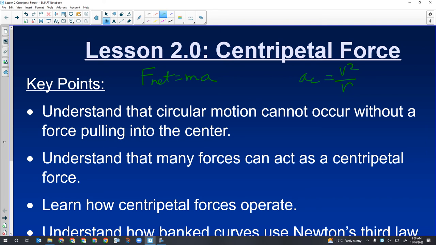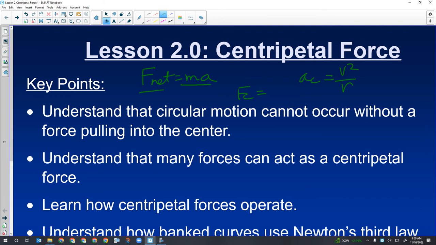So what would Fc equal? Remember, we just said if it's accelerating towards the center, that must be because there's a net force directed towards the center. And that's mass times acceleration. And centripetal acceleration is v squared over r. So how would I calculate centripetal force? No, how would I calculate this? I'm not trying to manipulate this question.